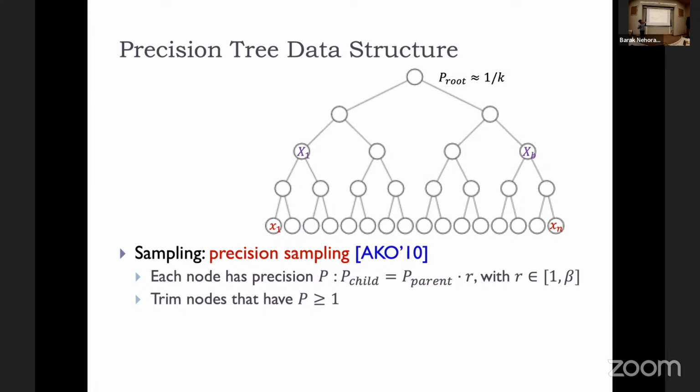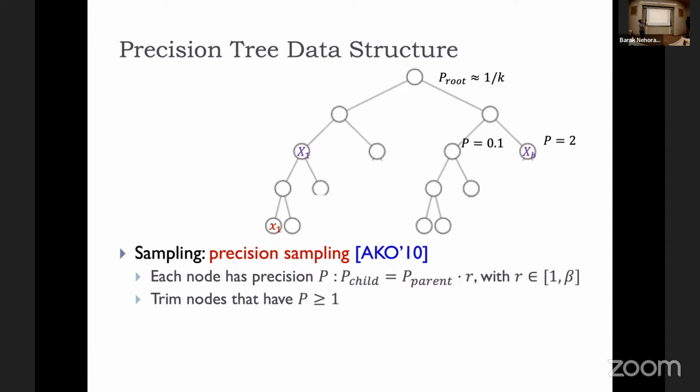So think about that. You start with precision 1 at the root, and you sample according to this random process. The nodes which get precision higher than 1, we just stop at, and we don't sample there.